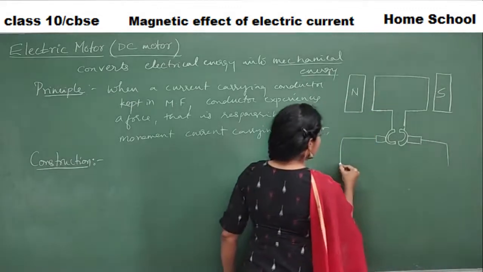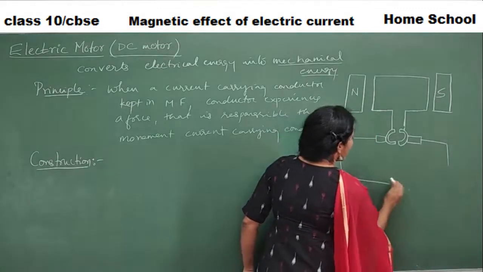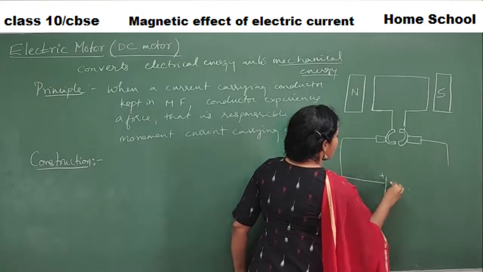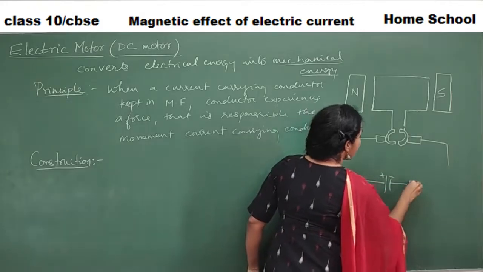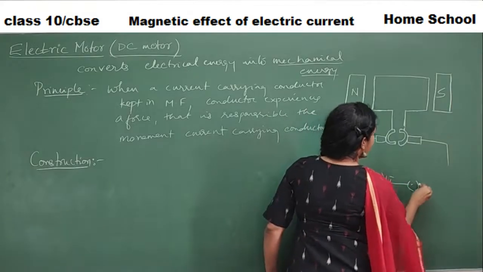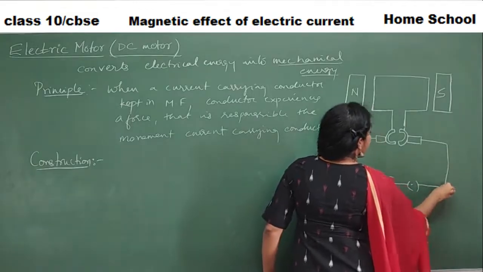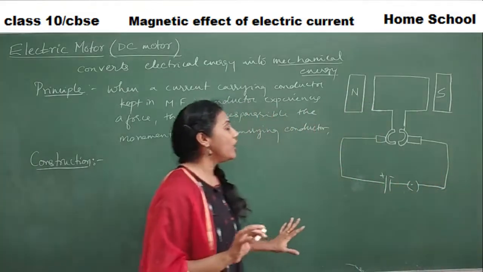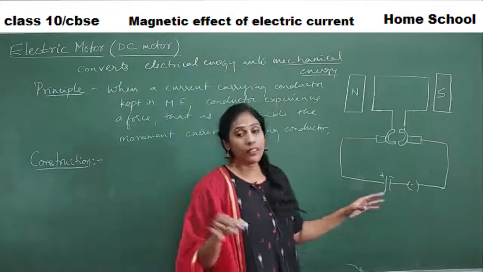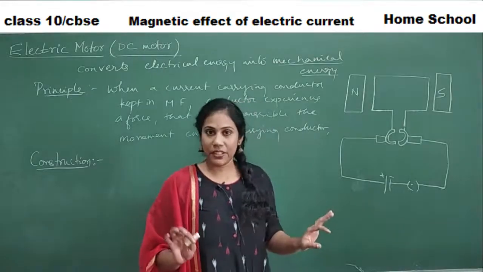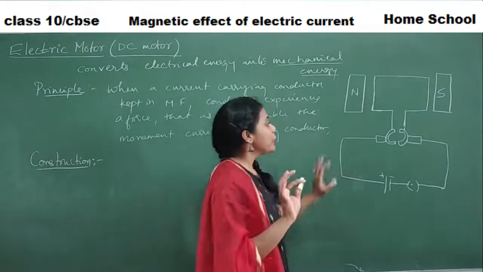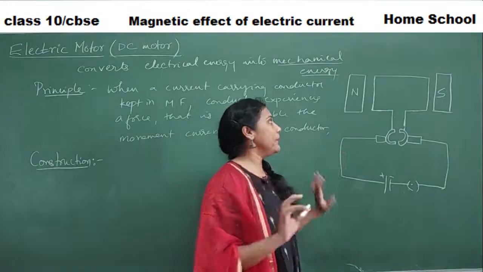So connect this to a battery. Here you have a battery, with positive terminal and negative terminal. This is a key or a switch, right? That's it. This is how you have to draw a DC motor in case it is asked in the examination. Very simple. Now we will try to label the parts.